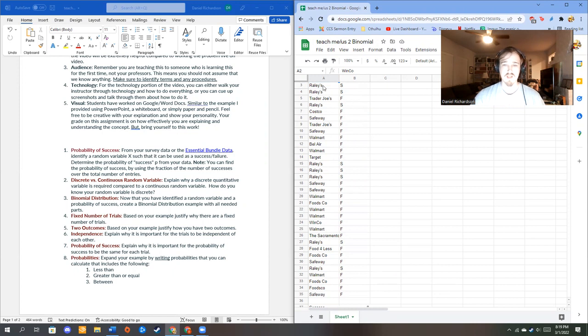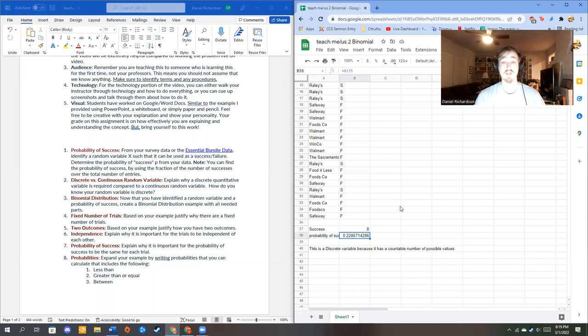So we can see that Rayleigh's and Rayleigh's are S, S, S. So our success total is 8. We had 8 successes, and that means we input that data. So we have 8 divided by 35. And the probability of success is 8 divided by 35, which equals 0.2285714286.